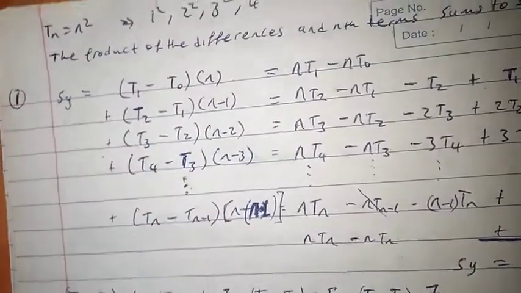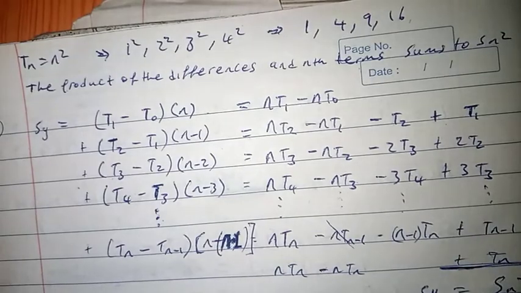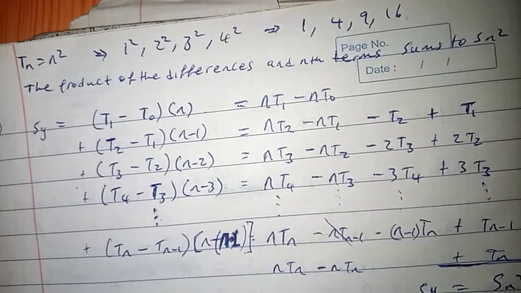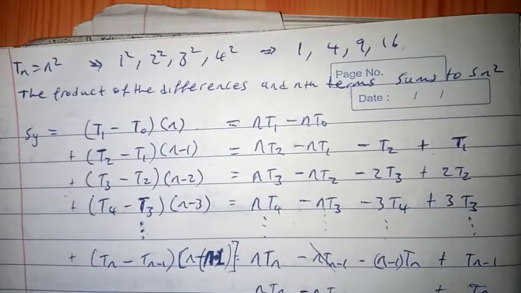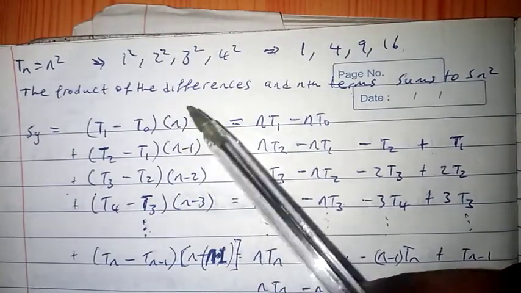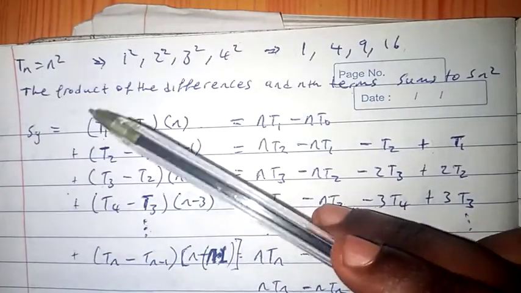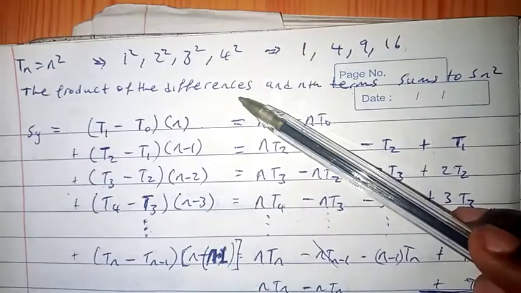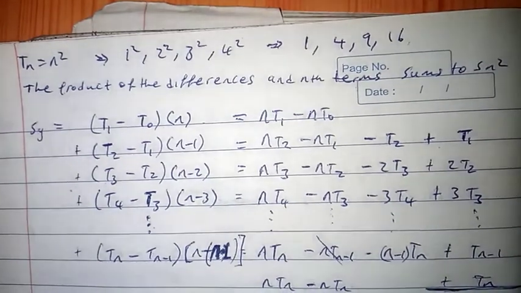So now let's get into the derivation of this sequence, this series. I have already stressed the point that it's by observation that you get these formulas, not by just developing them out of thin air. Trial and error. For deriving the formula of the sum of squares, the point you have to observe is that the product of the differences and the n terms sums to Sn square. It sums to the sum of squares.